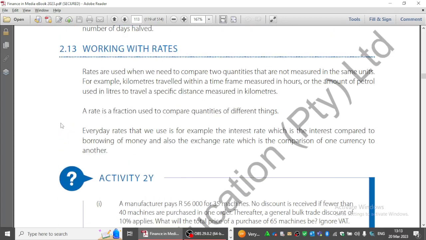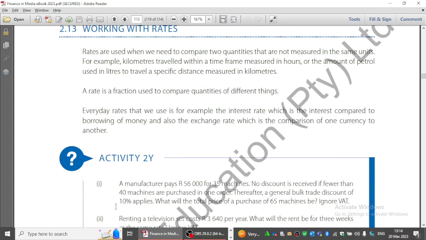So here, if we take a look at the example, I'm going to perform the activity since there is no example that is performed here. Say that a manufacturer pays 56,000 rand for 35 machines. This is a manufacturer who pays 56,000 for 35 machines. No discount is received if fewer than 40 machines are purchased in one order. And thereafter, a general bulk trade discount of 10% applies. So what will the total price of purchase of 65 machines be?